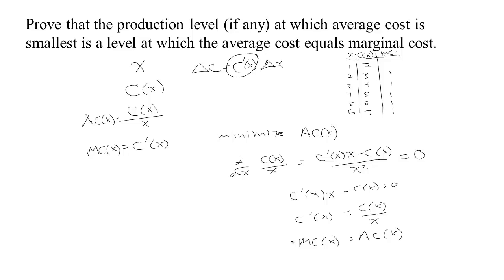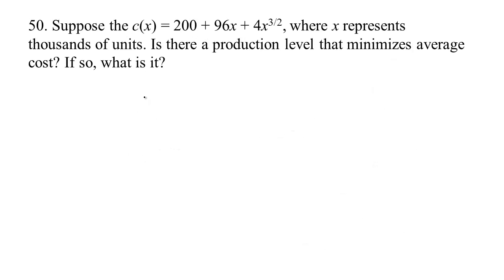And so we have our critical point when the average cost equals the marginal cost. Yeah, that's what we were supposed to show. One more of these problems. We've got another cost function. x represents thousands of units. Is there a production level that minimizes average cost? If so, what is it?